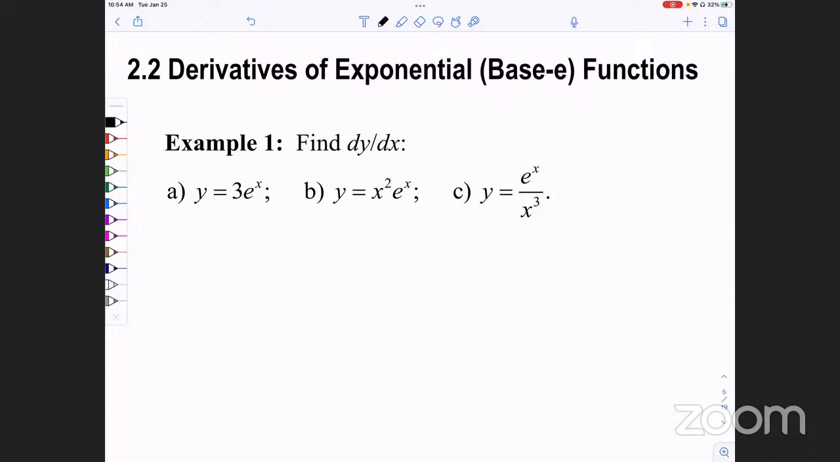Okay. So then for part A, we have y equals 3e to the x. So then the derivative here, or in other words, our dy/dx, is just going to be itself, 3e to the x.